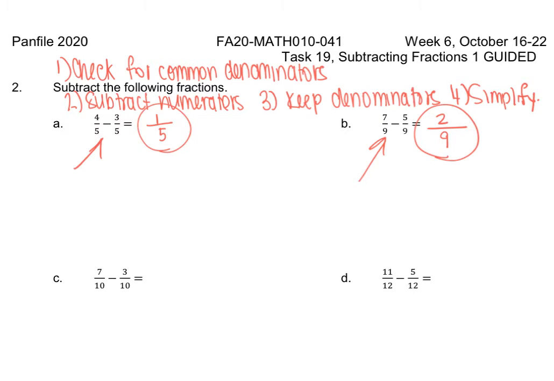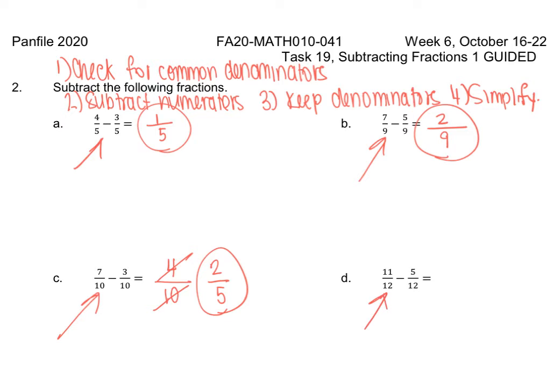For letter C, check for your denominators. You got it. You're going to subtract your numerators. 7 minus 3 gives you 4. You're going to keep your denominator, 10. You're going to simplify. They're both even, so we cut it in half. We get 2/5, and we're done.